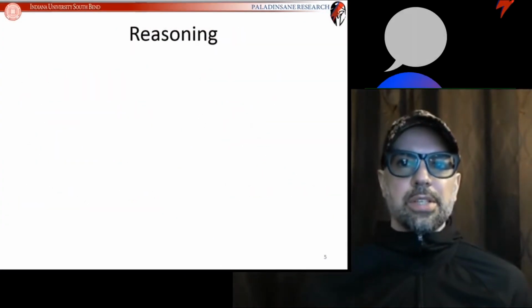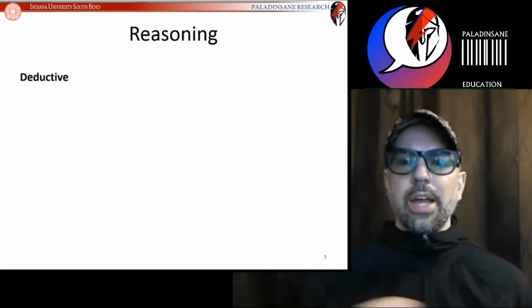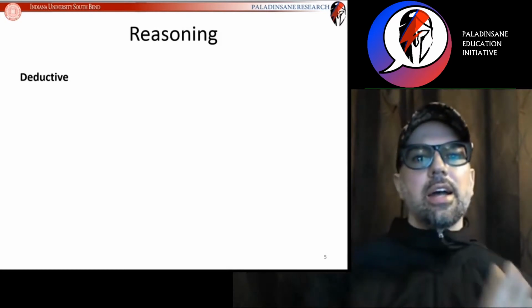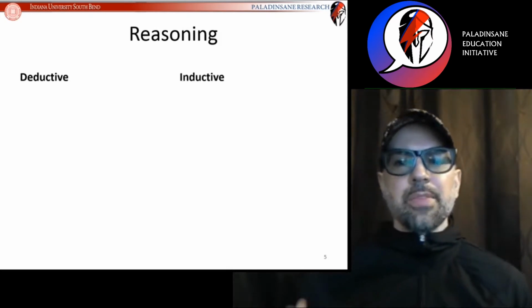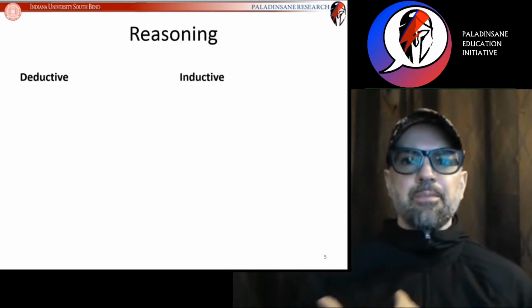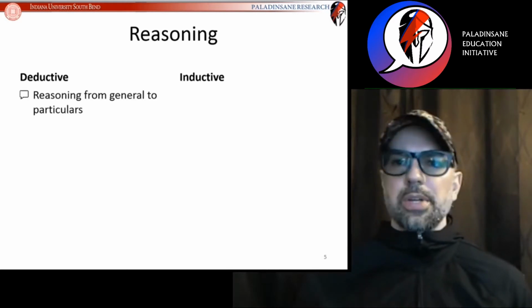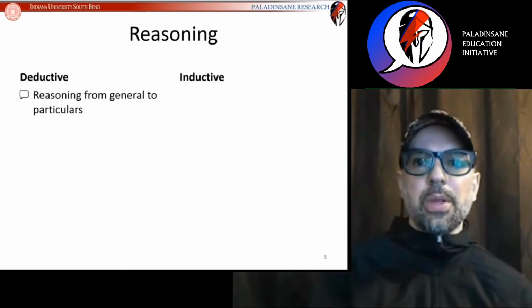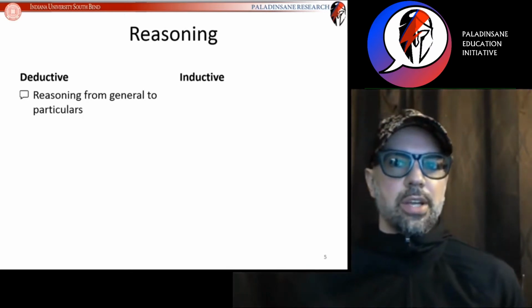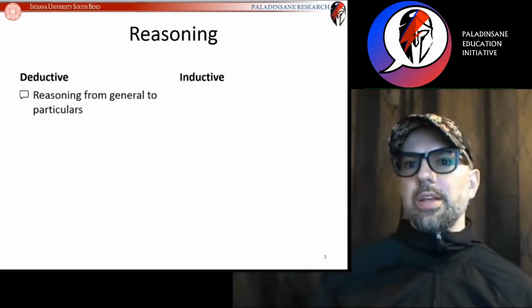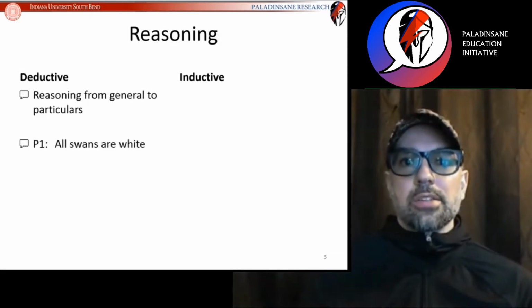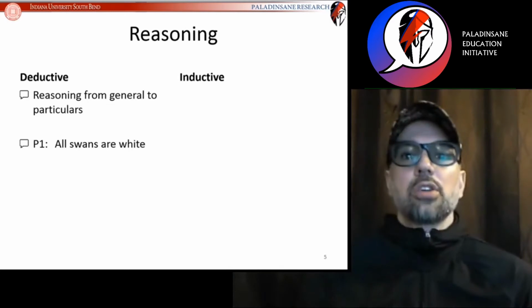So in terms of reasoning, we're going to, again, distinguish between two flip sides of reasoning, deductive and inductive reasoning. Deductive reasoning is where you reason from general to particulars. This one is used in science a lot when you start with a theory and you end up with a prediction. You could have a very general statement, such as all swans are white. This is a theory about swans, right?